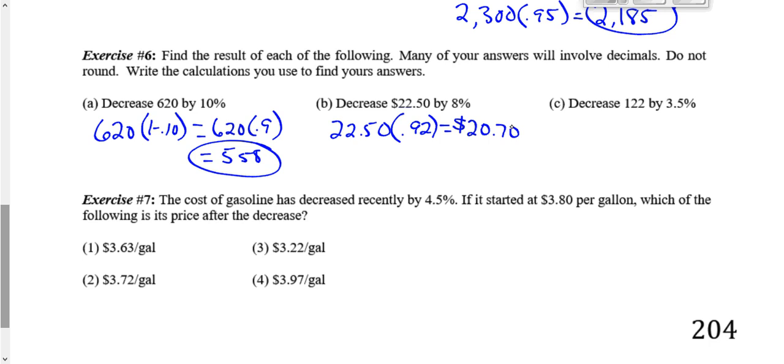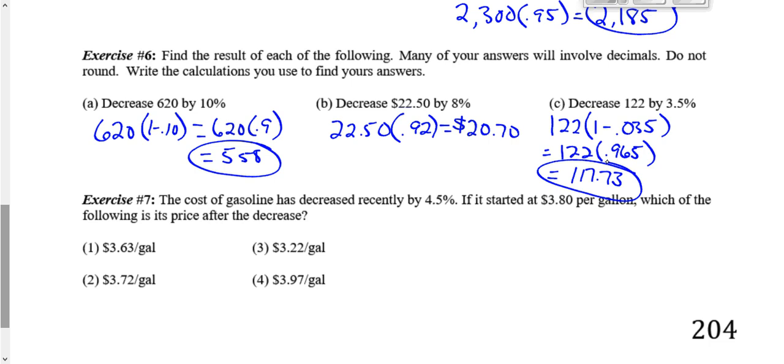How about C? 117.73. So it's 122. Let's make sure we're clear on what this is, right? Times 1 minus what? 0.035, which is actually 122 times what? 0.965, right? Which is, what did we say it was? 0.73. Okay?